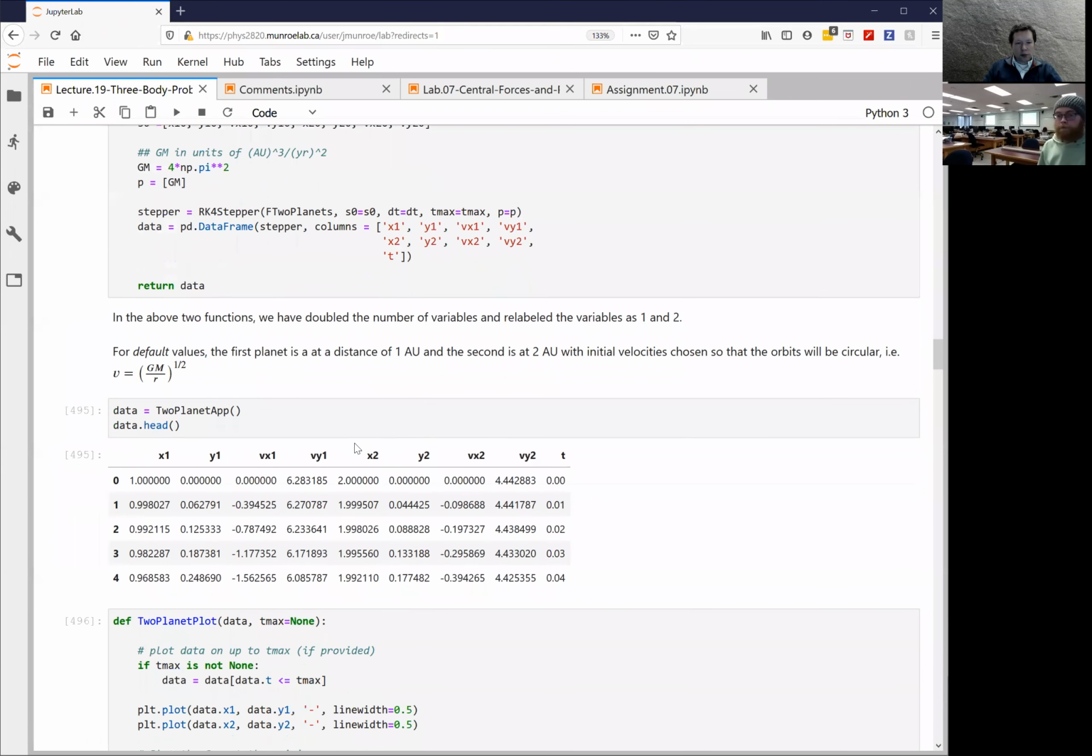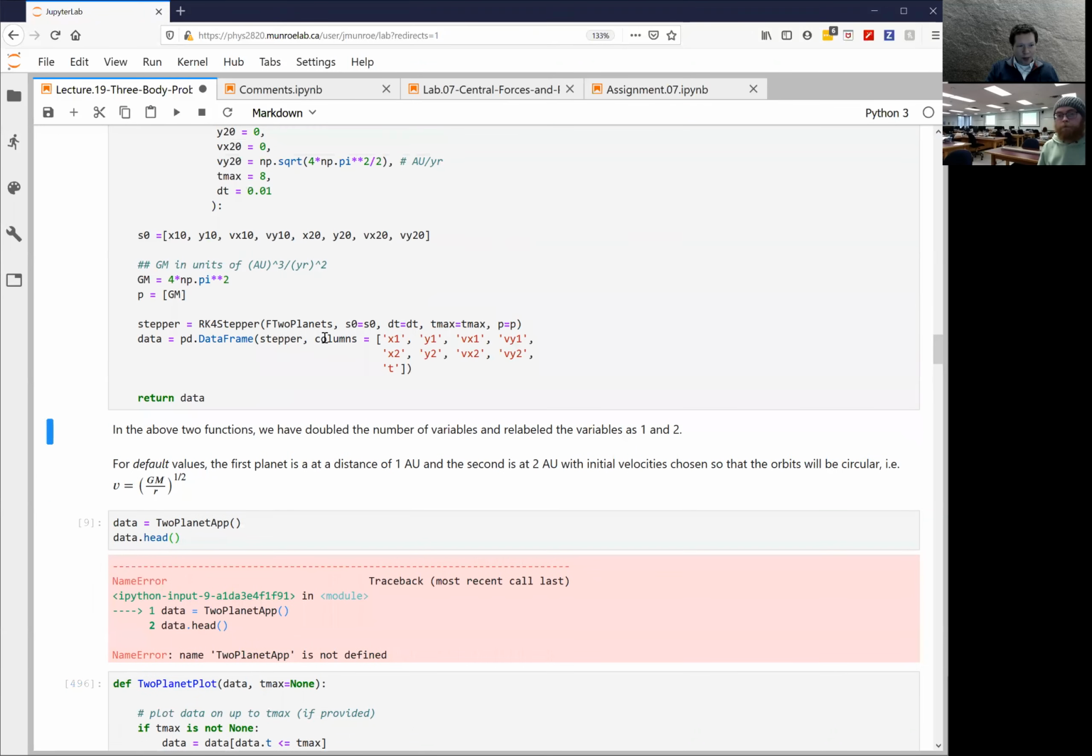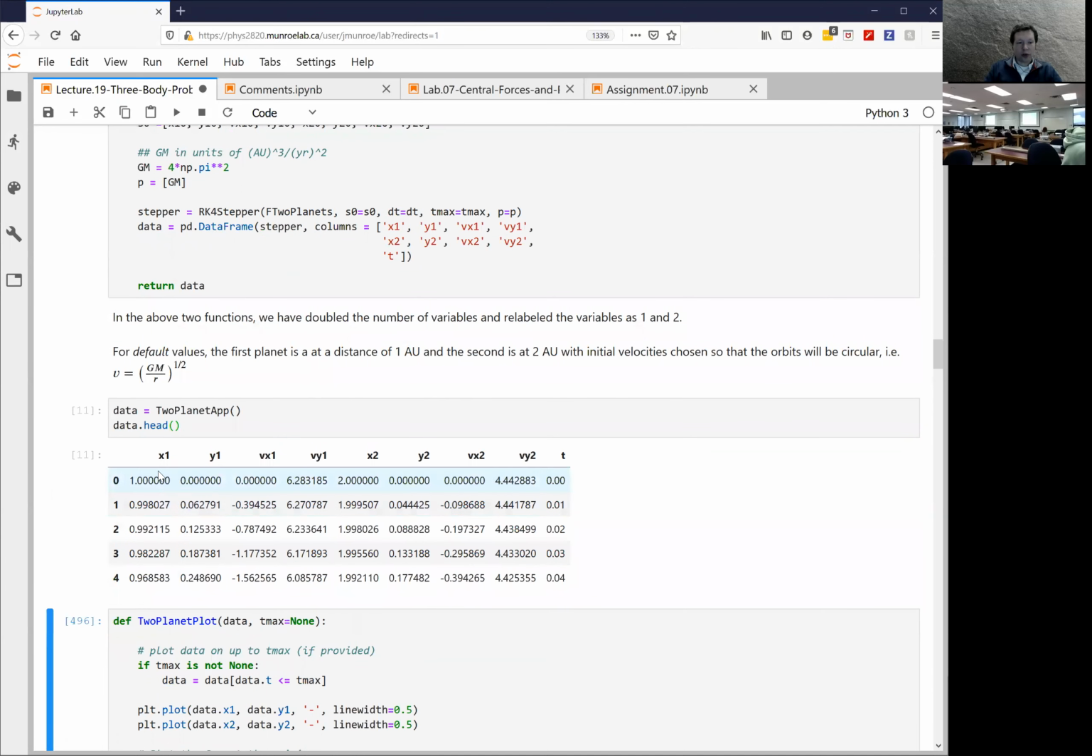Okay, so let's run that program and see if it works. Obviously, got to remember to run the code right there. So there we go. We've just got more variables. The first 4 have to do with the first planet. The second 4 have to do with the second planet. Because there are more variables, we can't use the same plotting routine as we had before. It was expecting only one variable.